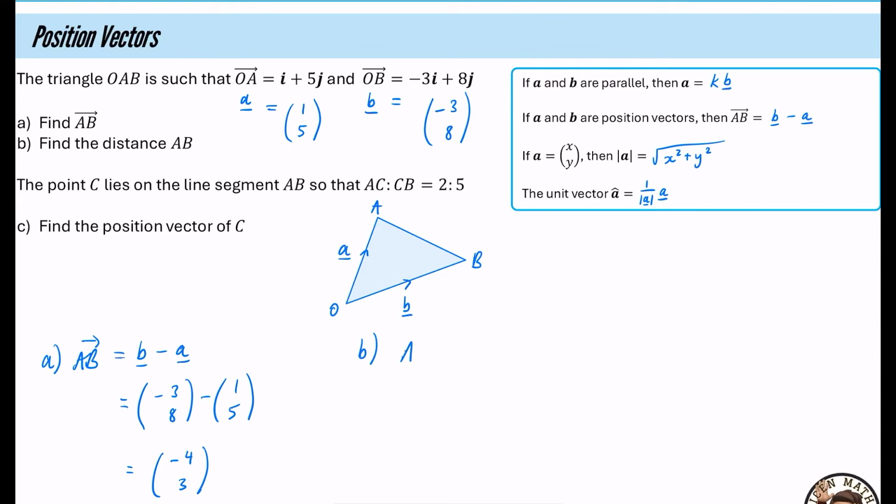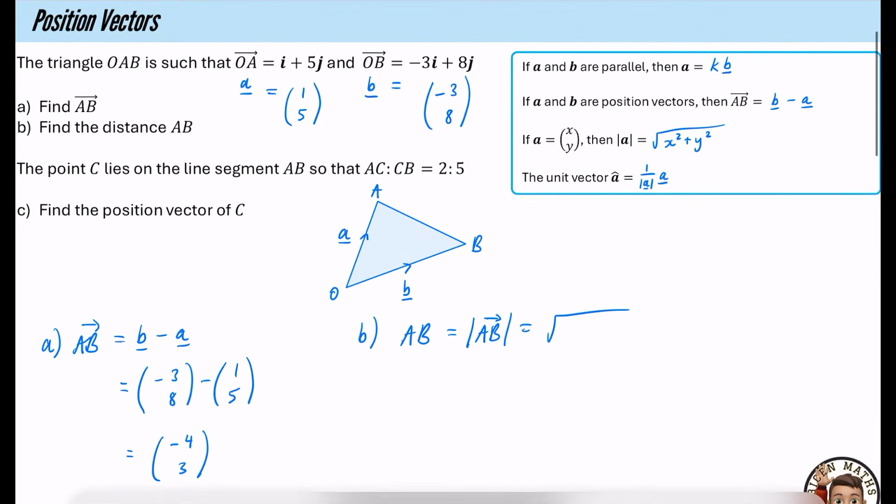We're then going to find the distance AB. Well, that is just the magnitude. That is finding the magnitude of the vector AB. We know how to do magnitude. We just do Pythagoras on these numbers. You can just ignore the negative because when you square it, it will just become positive. So it's 4 squared plus 3 squared. That's the square root of 16 plus 9, or the square root of 25, which means it is 5.